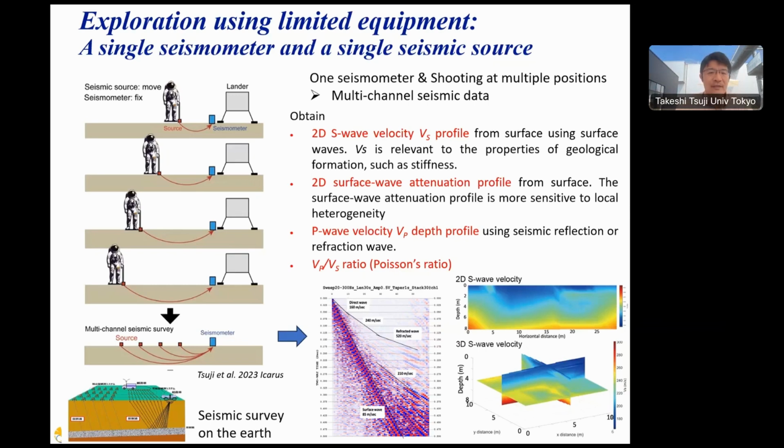We continuously conduct this operation, so we can observe multi-channel seismic survey data like we conduct on the Earth. Using this concept, we will obtain the 2D S-wave velocity structure, the 2D surface wave attenuation structure, the P-wave velocity depth structure, and the Vp/Vs ratio. The Vp/Vs ratio is very relevant to the Poisson ratio, so it contributes a lot to the construction of the base camp on the Moon. Go to the next slide.